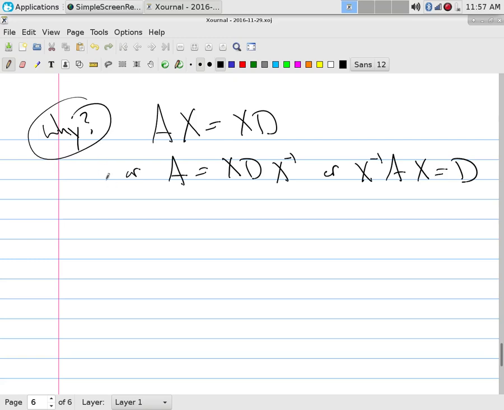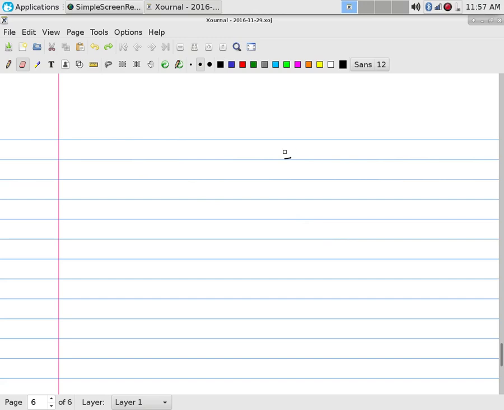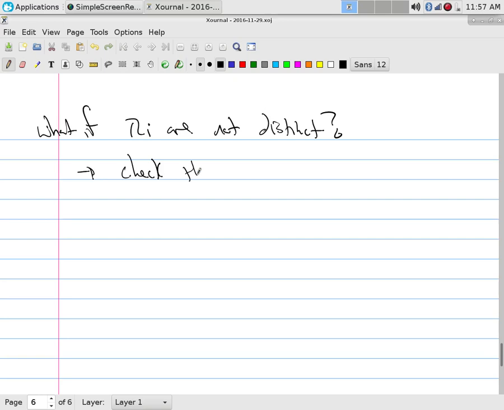Well, actually, can I pause on this one? I guess one thing I didn't mention, which will be important. Oops, I hit the wrong thing. Undo. Yes, the non-distinct. In other words, now comes the question of what if the lambda i are not distinct? To do this, we have to check that the x of i are linearly independent.